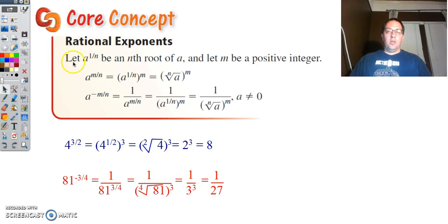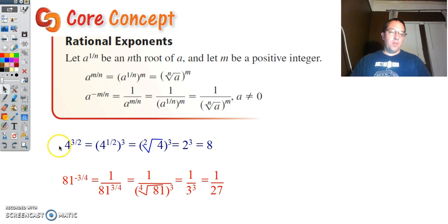So here's how this works. If a to the 1 over n is an nth root of a and m is a positive integer, then a to the m over n is equal to a to the 1 over n raised to the m. So what this means is we have the nth root of a raised to the m.